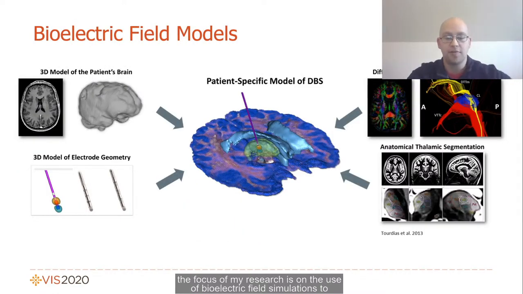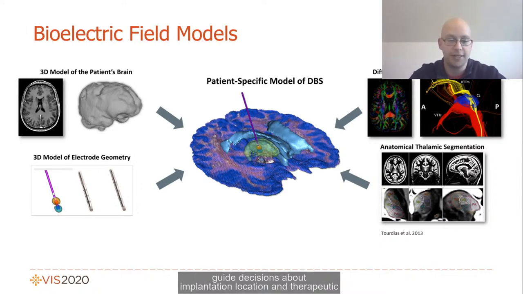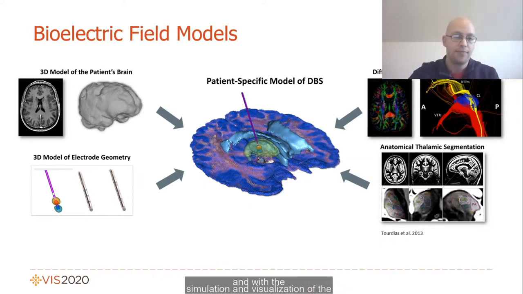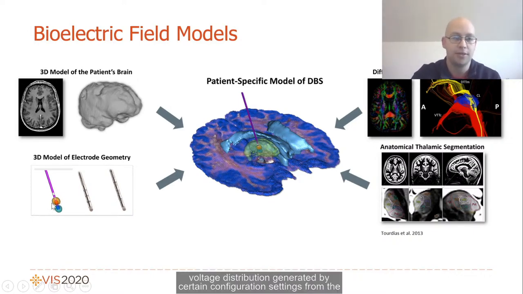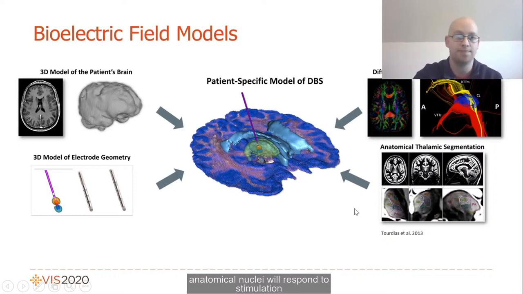The focus of my research is on the use of bioelectric field simulations to guide decisions about implantation location and therapeutic stimulation settings. And we do this by creating virtual 3D patient-specific models that integrate the patient's own anatomy and segmentations of anatomical nuclei, along with reconstructed white matter pathways in the brain, and with the simulation and visualization of the voltage distribution generated by certain configuration settings from the DBS lead itself. And we use all of this together to predict how the white matter pathways or anatomical nuclei will respond to a given lead position and configuration setting.